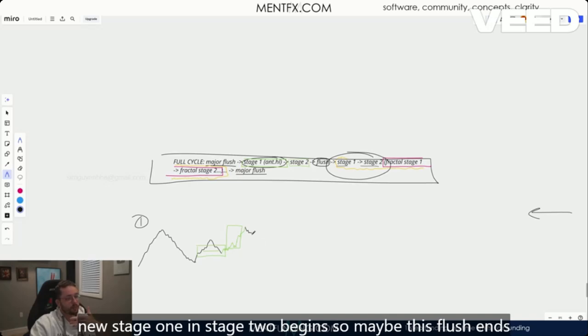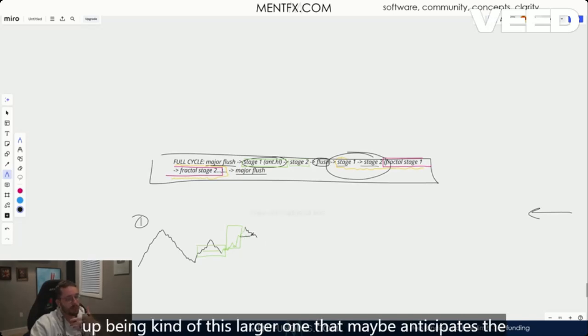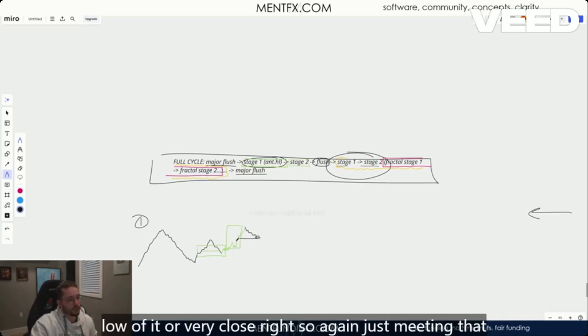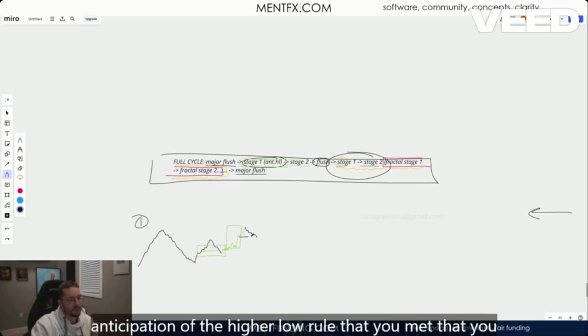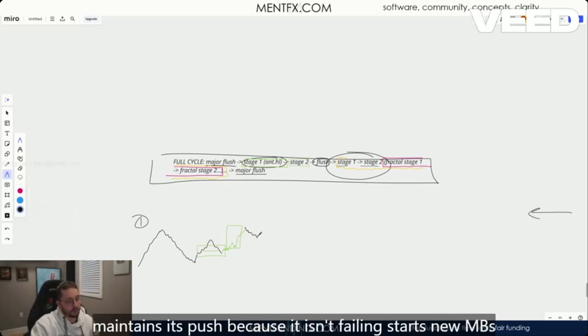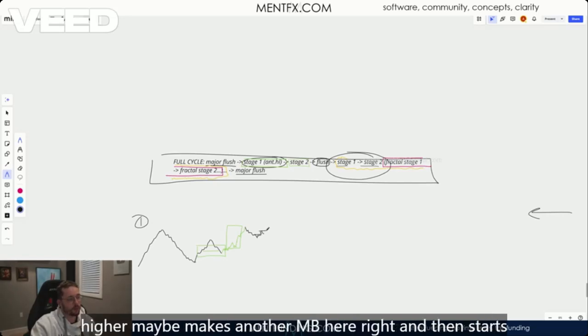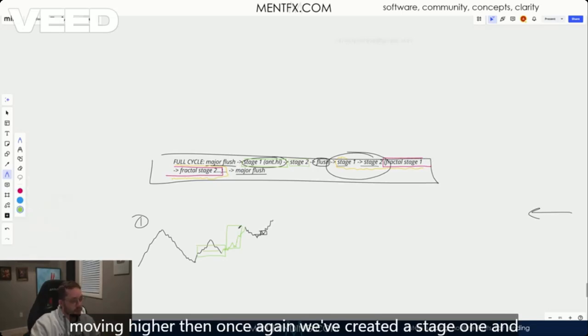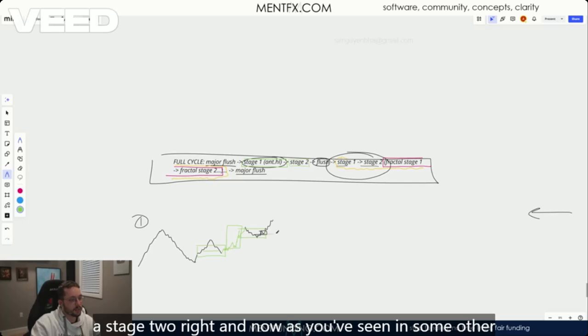So maybe this flush ends up being a larger one that anticipates the higher low, or comes just to the low of it or very close, right? So again, just meeting that anticipation of the higher low rule that you learned about, thereby putting in, likely, if price maintains its push because it isn't failing, new MBs higher, maybe makes another MB here, right? And then starts moving higher. Then once again, we've created a stage one and a stage two, right?